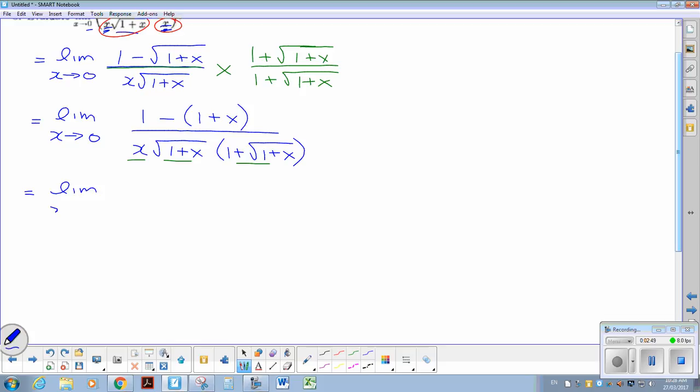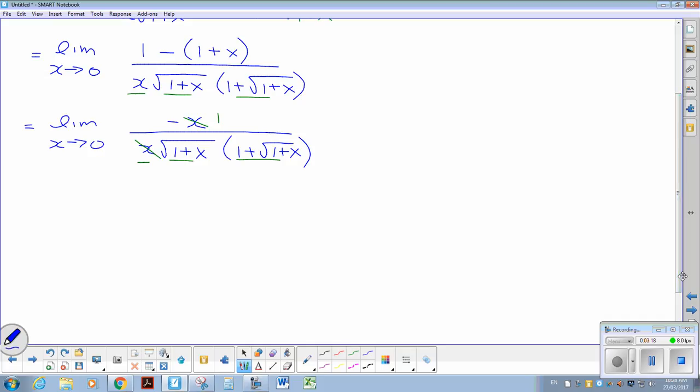So simplifying or cleaning up that top, I know that 1 take away 1 is 0, so I'm left with negative x on top divided by x, square root of 1 plus x, 1 plus square root of 1 plus x. Now, because it's all multiplication, we're multiplying 3 terms together, so we can do cancellation. So that cleans that up. So the question then becomes, have we fixed our problem? We're going to reevaluate to see if I still have a problem.